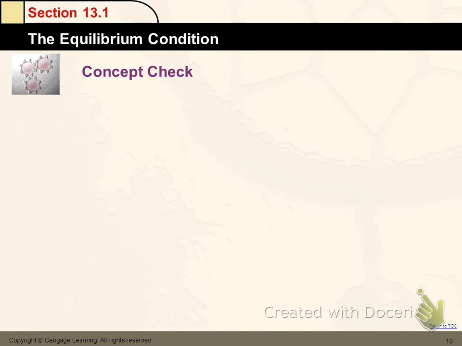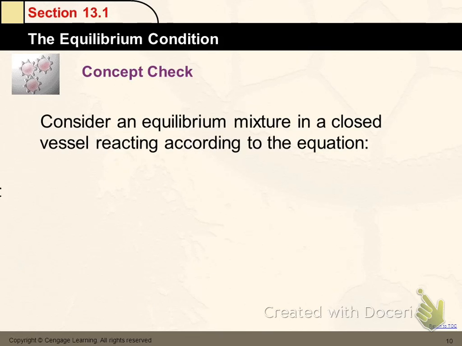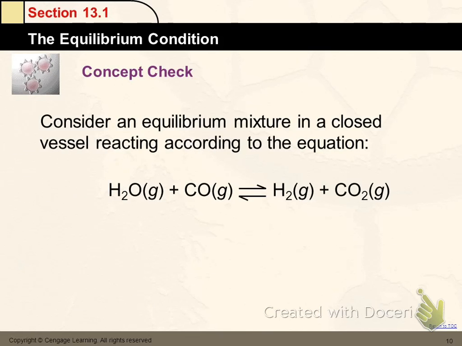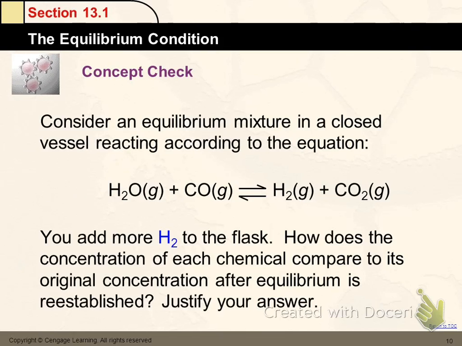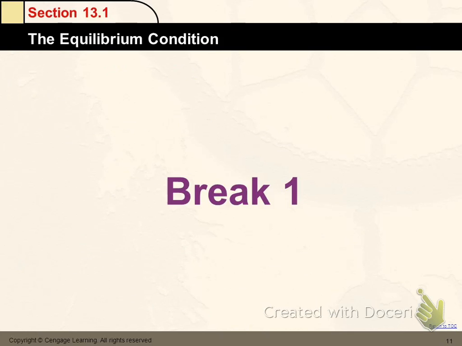Second question, and this is where we'll end for today, looking at the same exact equation. How would it change if I was to add more hydrogen gas to the situation? How would the concentration of each compare to the original, and how would it adjust accordingly? So these are the things that we want to look at. This is going to come to the end of our first section.